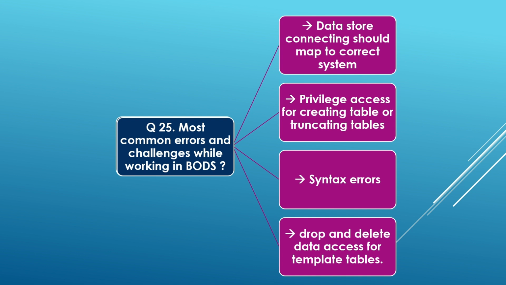Next question is the most common errors and challenges while working in BODS. Connecting data stores to the respective system is mandatory, because if a data store is not connected to the correct system, the data will be executed in the other system. Privilege access for creating tables or truncating tables. Another one is general syntax errors. Next one is drop and delete data access for template tables. Common challenges in BODS include connectivity problems, performance bottlenecks, data quality issues, and version control conflicts. These can be addressed through performance tuning, data profiling, troubleshooting, and effective communication among team members.